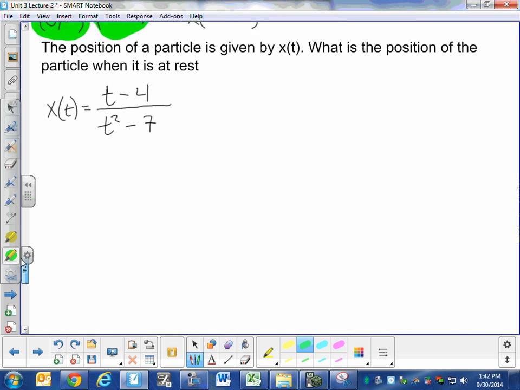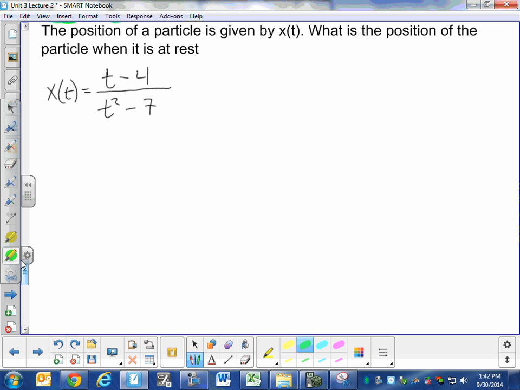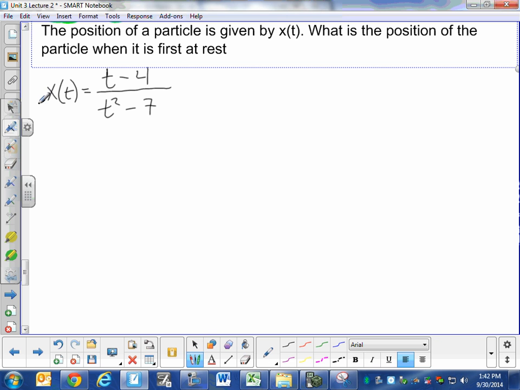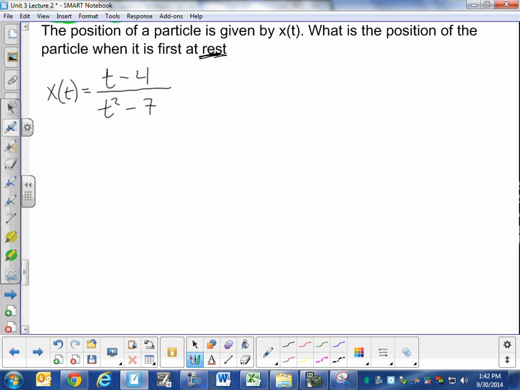Next question. The position of a particle is given by this function, x of t. Question is, what is the position of the particle when it is at rest? Probably when it's first at rest. But we'll see. Well, it's tricky, you know, we're dealing with position, and we're dealing with when a particle is at rest. This is the key word in this question. At rest means the velocity of my particle is 0.